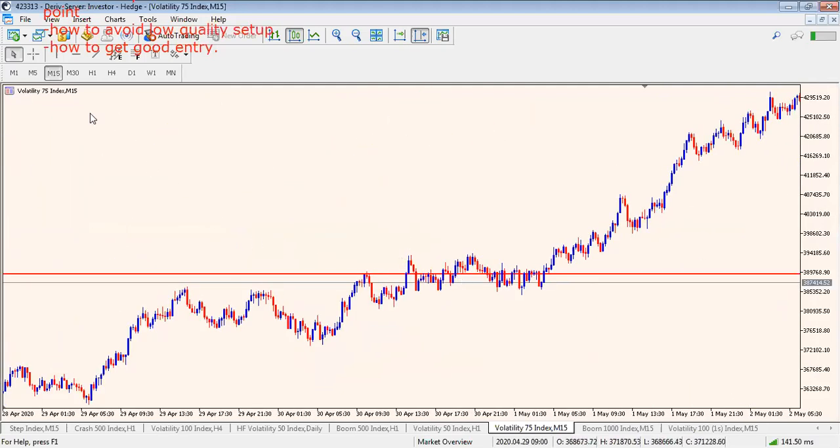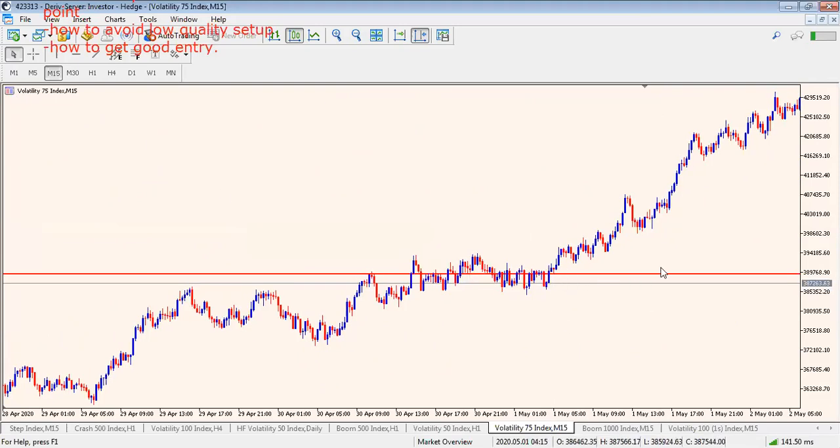Looking at this place, this is the zone. This is the area of what making an. This is the support. The area of a support from what? 4 hours time frame. This is the area of support from where? 4 hours time frame.